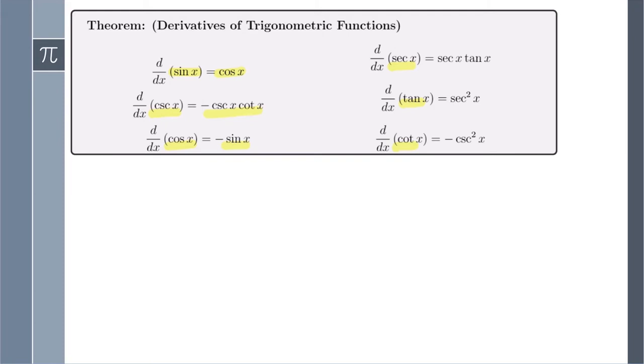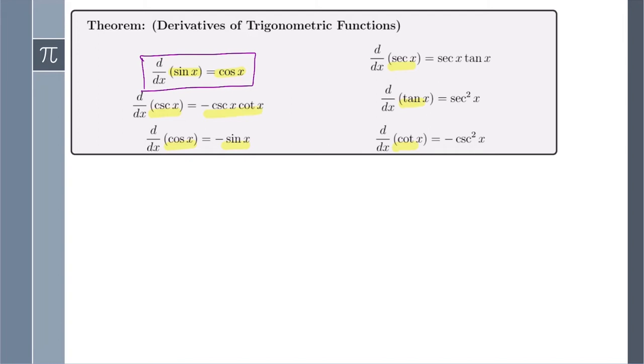And then similarly, we can prove the other one, and I'll talk about that. So first, let's just take the first one and let's prove this. Okay, so let's go ahead and prove the derivative of sine x is cosine x. In order to do that, we have to use the definition of derivative.